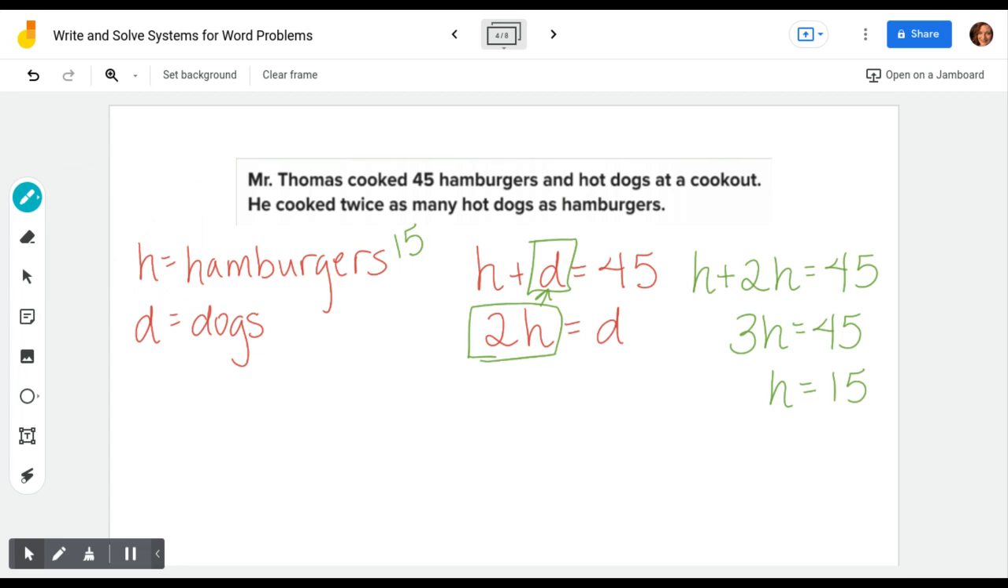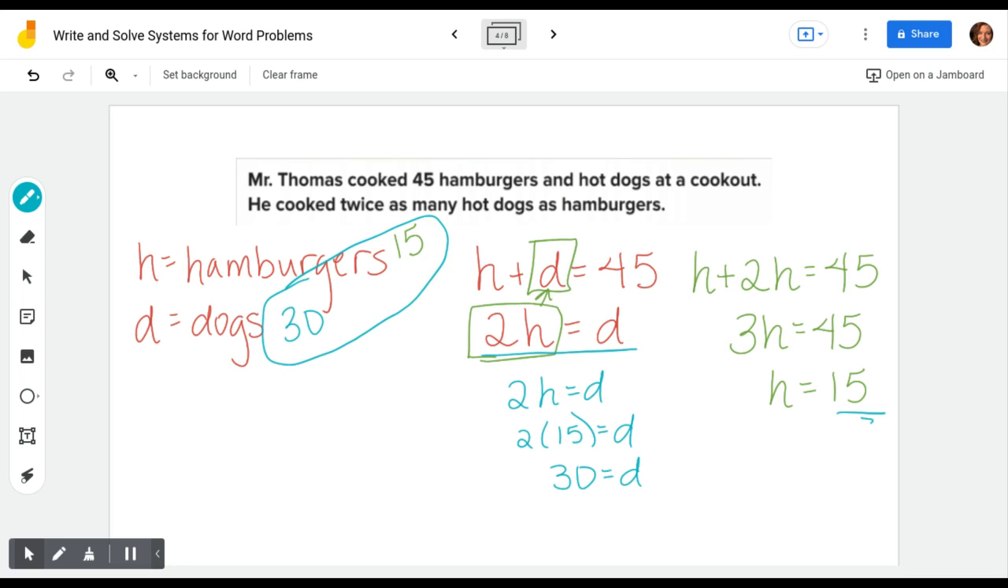To get the number of hot dogs, I'm going to plug that 15 in for H. I need to know what D equals, so I'm going to use the equation where it says D equals. So 2H equals D really means 2 times 15 equals D. So there are 30 hot dogs. And it said there were twice as many hot dogs as hamburgers. So 30 hot dogs, 15 hamburgers.